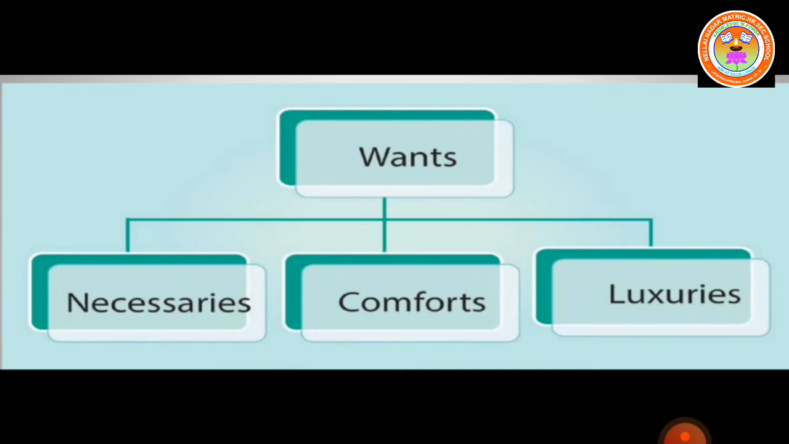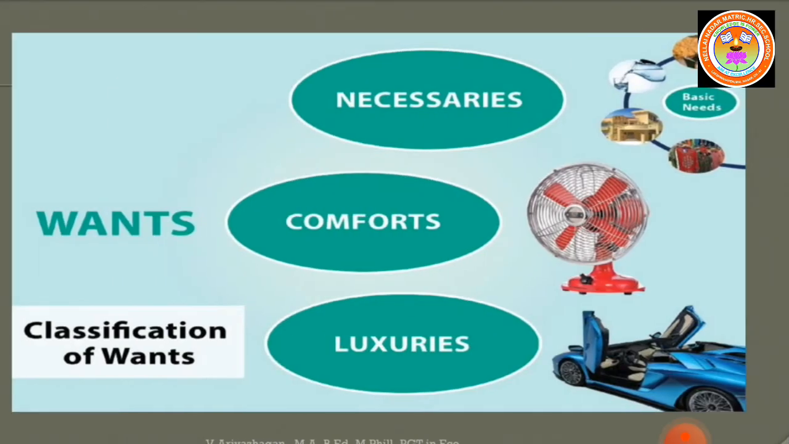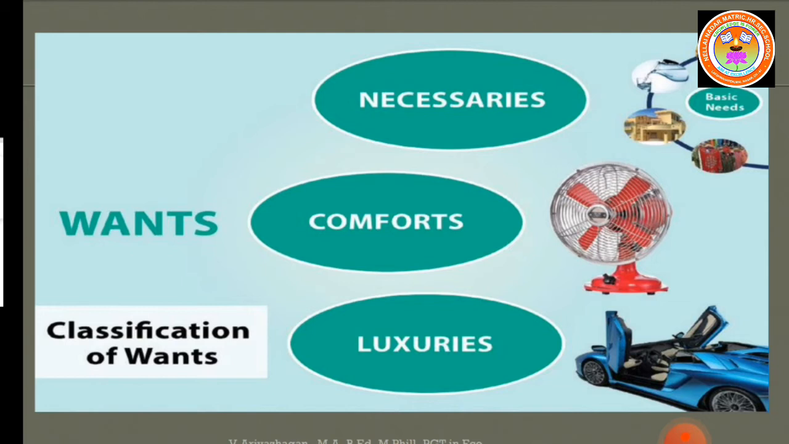The second one is comfort. What are the things that make us very comfortable? That kind of thing is the best example of comfort goods. For example, refrigerator, oven, TV, AC, car, home theater. These are the best examples of comforts. The third one is luxury. Luxury means only rich people buy these things: diamonds, very costly cars. These are the luxury things. So the wants are classified into three categories. The goods are also classified the same way into three different categories: necessaries, comforts and luxury.